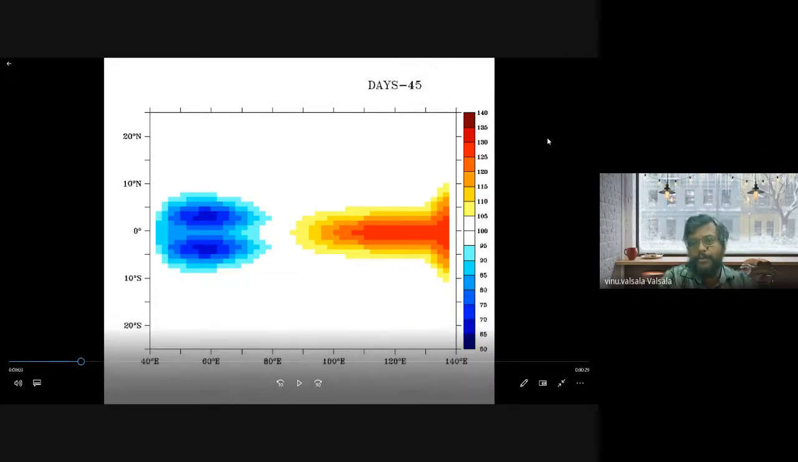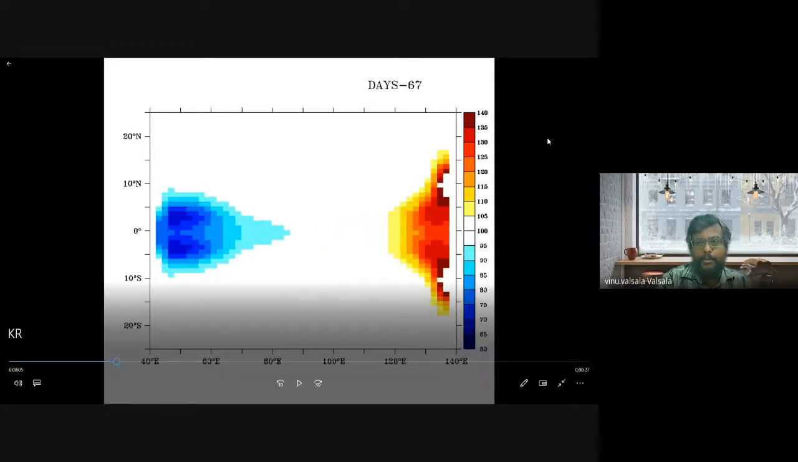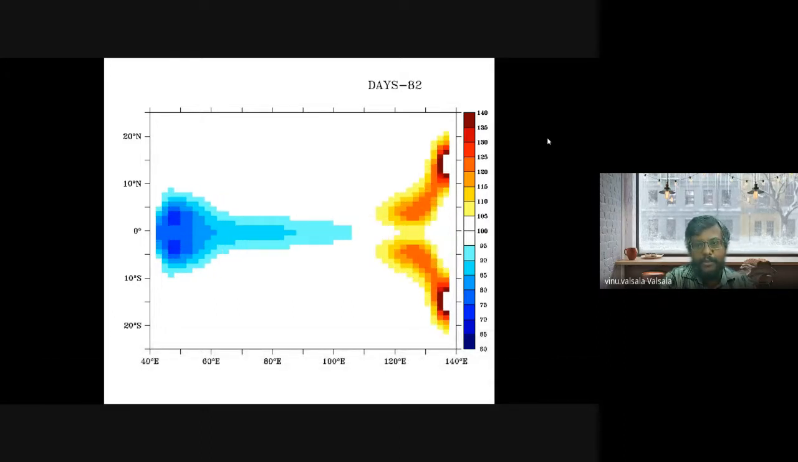The Kelvin and Rossby waves separated, and they traveled in the eastern direction, and then they take a poleward propagation. On the 67th day, you can see they are taking a poleward propagation. In the west, they are not taking any poleward propagation. Rather, it's going to come back. So this is what happened.